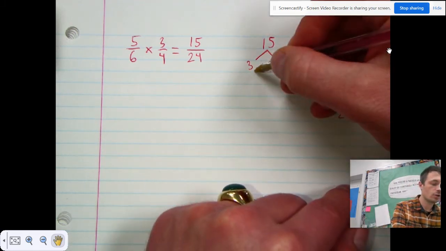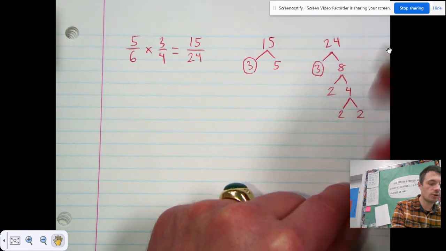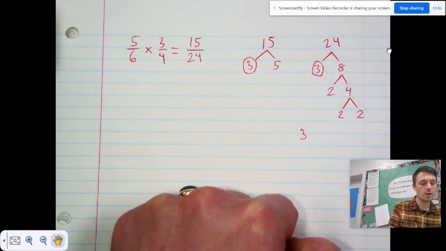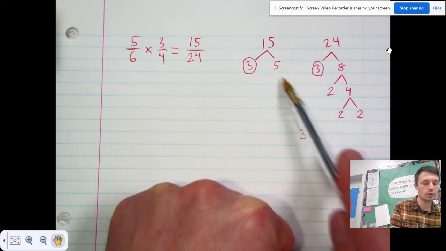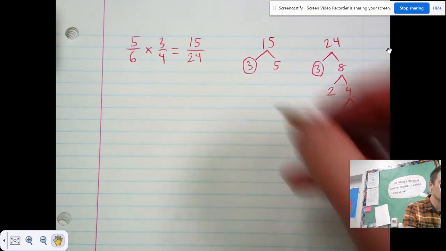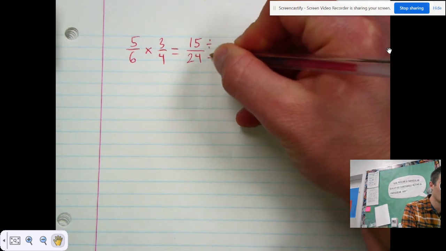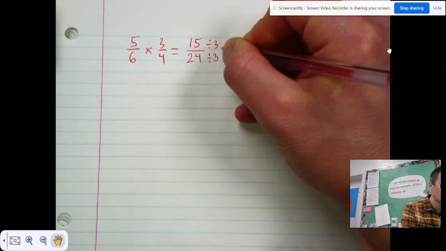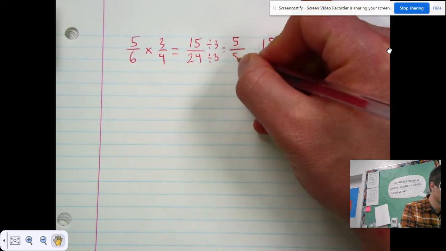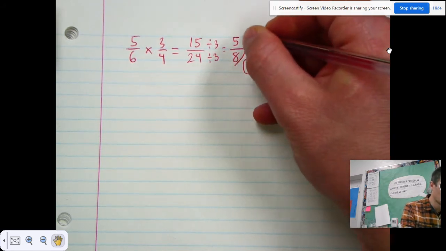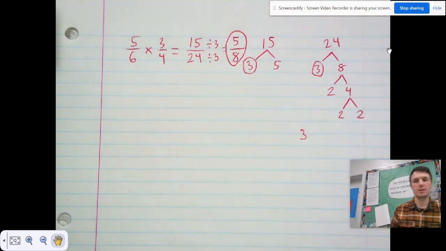Now we match. 3 and 3 we can match one time, so that's one 3 in the list. We can't match any 5s over here with this 5, and we can't match any 2s over here with these 2s. So 3 is the GCF, which means we divide the numerator and denominator by 3. 15 divided by 3 is 5. 24 divided by 3 is 8. So the final answer, 5/6 times 3/4 is 5/8.